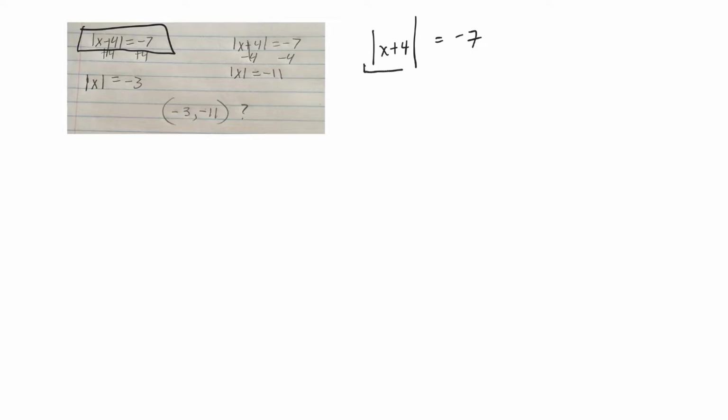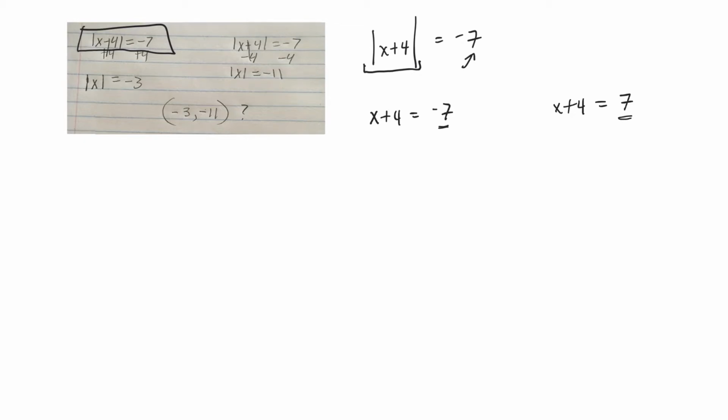You first need to isolate the absolute value sign, which is already isolated. And then you use each of these signs here. Now we'll get back to that in a second. So I drop the absolute value sign, and I write x plus 4 equals a minus 7, or x plus 4 is equal to a positive 7. Again, I'll get back to this in just a second.